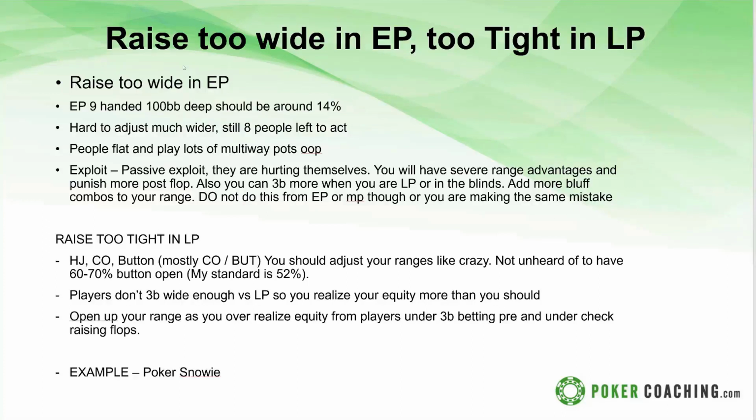When you play your normal ranges against them, you're going to have a severe range advantage and punish them on more flops. The one adjustment I would make is you can 3-bet more when you're in late position or in the blinds. Just add more bluff combos to your range. But do not start 3-betting more from early or middle position to these loose openers, because if you do, you're making the same mistake they are, playing too many hands with too many players left to act.